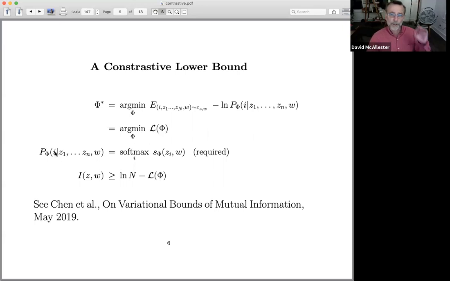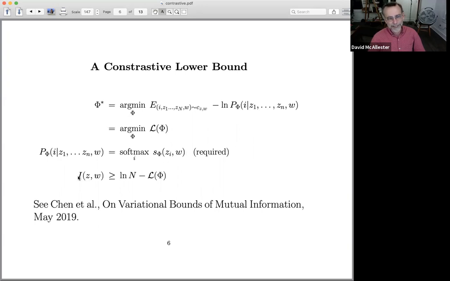And there's a constraint in this theorem that this probability distribution has to be defined by a softmax over I. That's what we do all the time. But the score for I has to look at just Zi and W. So the score for I is just looking at the ith Z. It's not allowed to look at all of the Z's. And that's required for this theorem.